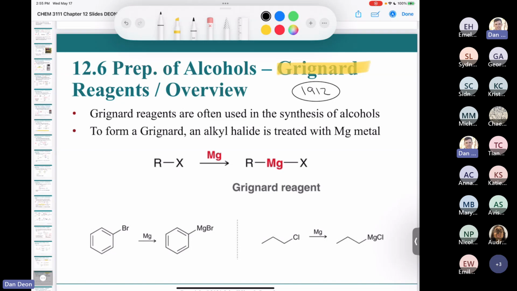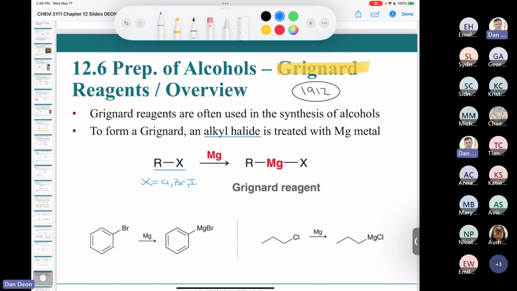So let me explain the Grignard reaction to you and how we make a Grignard reagent. Grignard reagents are used all the time to make alcohols. Not always, but oftentimes. In order to make a Grignard, what you do is you take an alkyl halide. So here we have some kind of alkyl halide, and then X. X is usually going to be chlorine, bromine, or iodine, not fluorine. And then we treat it with magnesium metal.